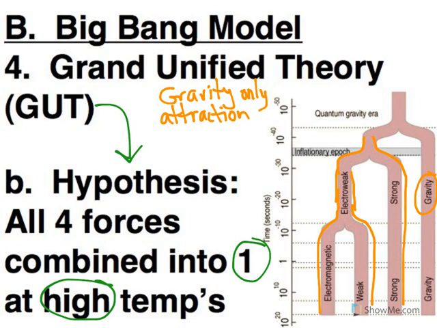But the idea is that if you get things hot enough, even gravity has a repulsive component, and it too then can be combined together into this one superforce. And so that's the grand unified theory. We're going to use this idea to then modify the standard model of the Big Bang.